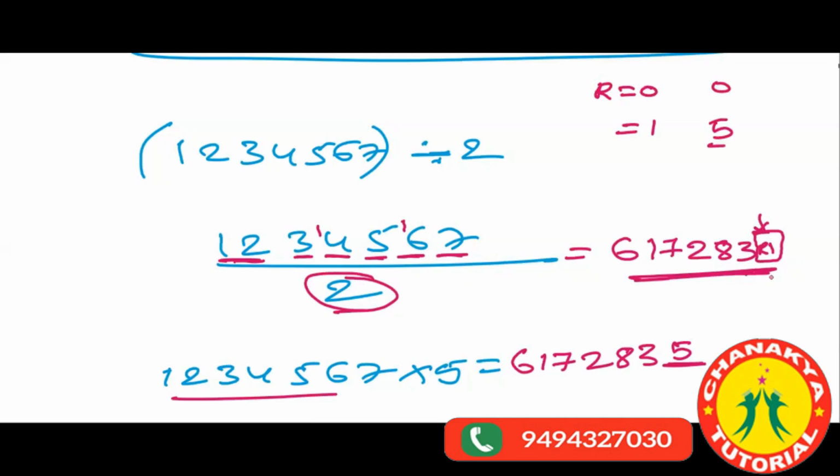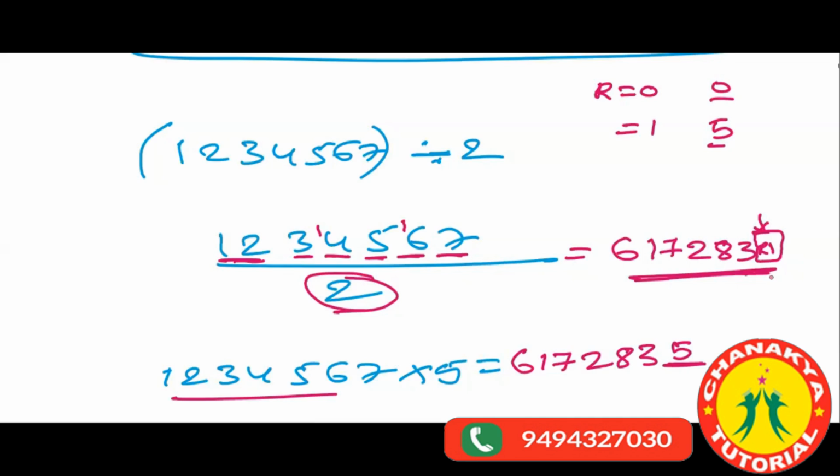Also, when dividing big numbers by 2, like 1, 2, 3, 4, 5, 6, 7, we can group them, right? 12 one group, 34 one group, 56 one group, 7 one group. So 12 divided by 2 is 6, 34 divided by 2 is 17, 56 divided by 2 is 28, and 7 gives 3, remainder 1.